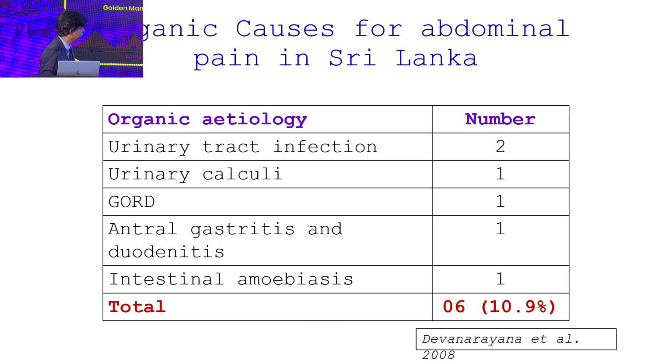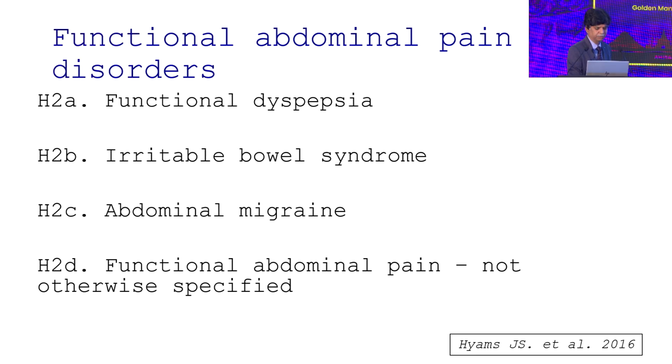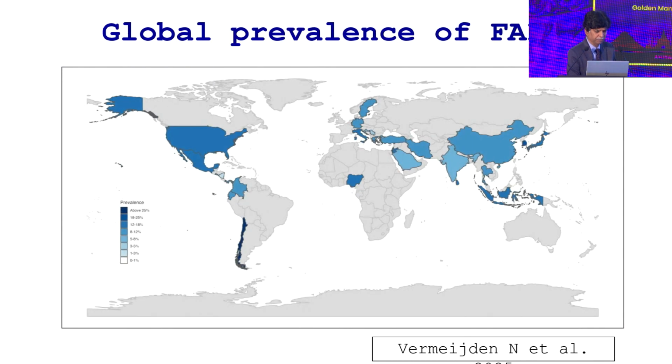What do they have? To me, they have functional abdominal pain disorders. This is what most children with chronic abdominal pain are suffering from. There are 4 types, including functional dyspepsia, irritable bowel syndrome, abdominal migraine, and functional abdominal pain, otherwise not specified. So let's look at what is happening with regards to the epidemiology.